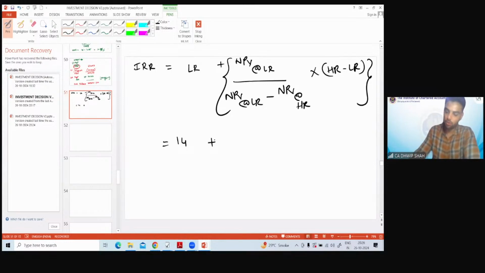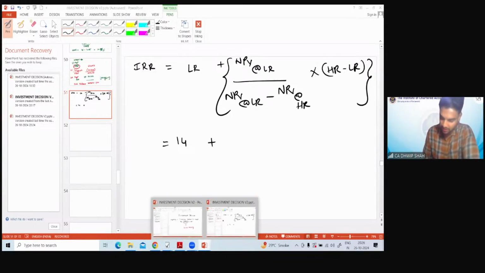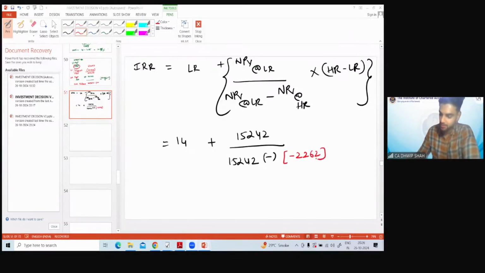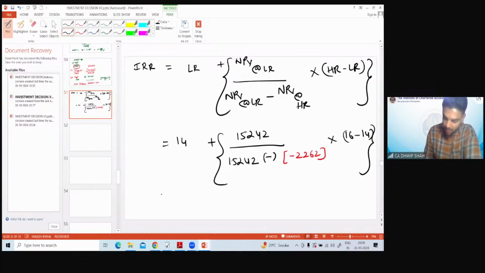NPV at lower rate was how much? Do you all remember, friends? 15242. Thank you very much. NPV at lower rate 15242 less NPV at higher rate was, I guess, negative 2262. Yes, correct? 2262. Perfect. Thanks. My task is easy now. And higher rate is 16 minus 14. Okay.